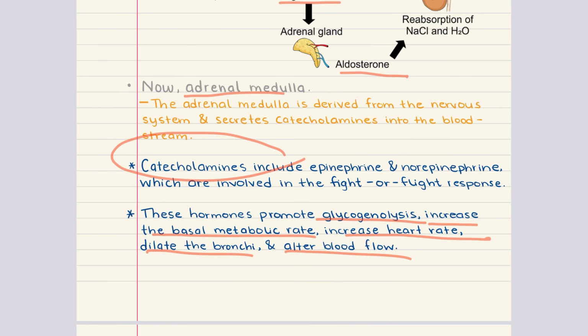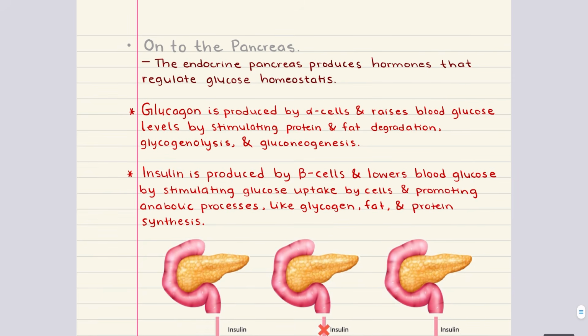And these effects really help prepare the body to either face a threat or escape from it, hence fight or flight response. Because these hormones are secreted into the bloodstream, please note that they have systemic effects and they can act on many organs at once. Let's move on to the pancreas.